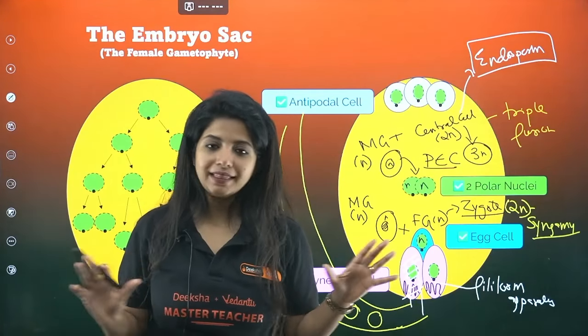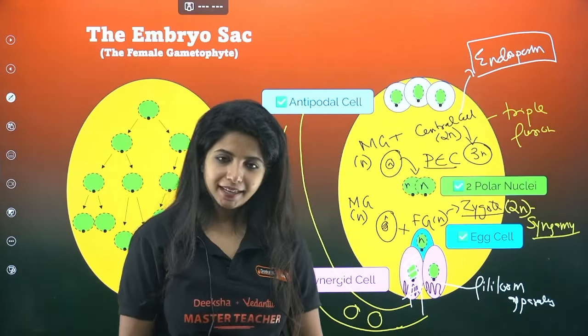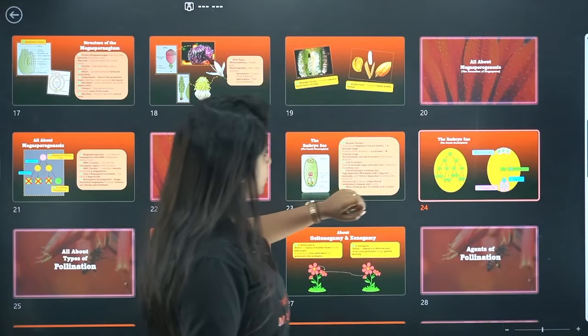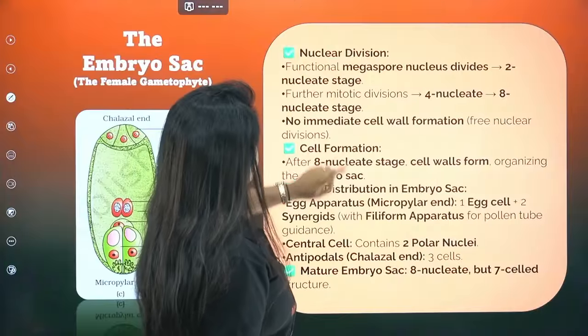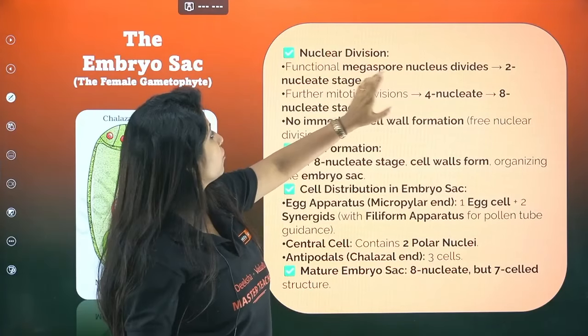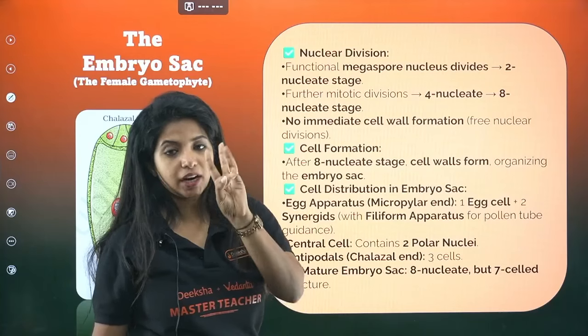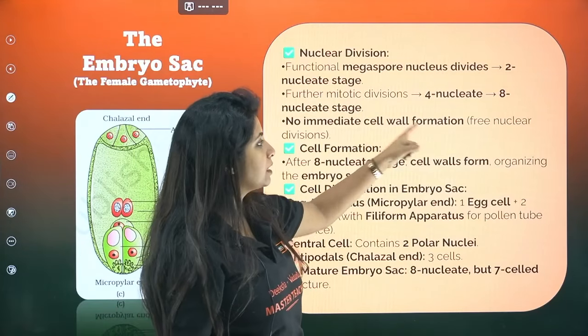Okay, that's all. Fine. I hope this is super clear. So we'll come back to the embryo sac structure which we had. So nuclear division: the functional megaspore nucleus divides, 2 nucleate stage, then 4 nucleate stage, then 8 nucleate stage. I told you 3 divisions happen. No immediate cell wall formation happens.